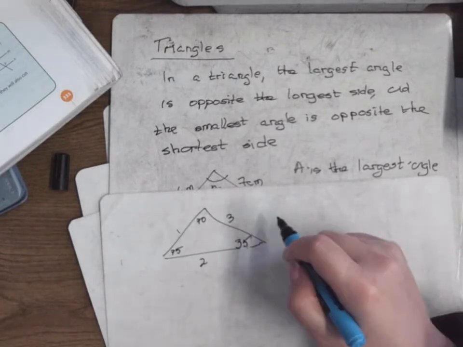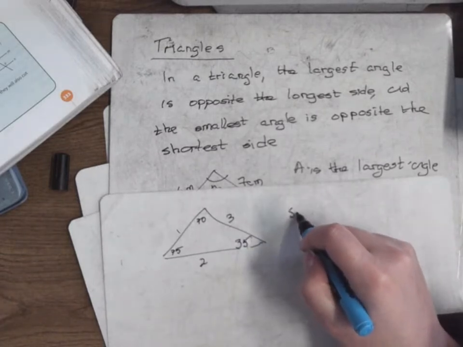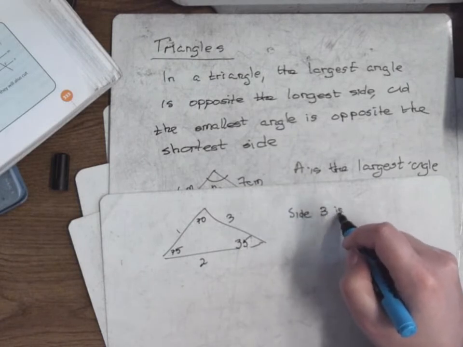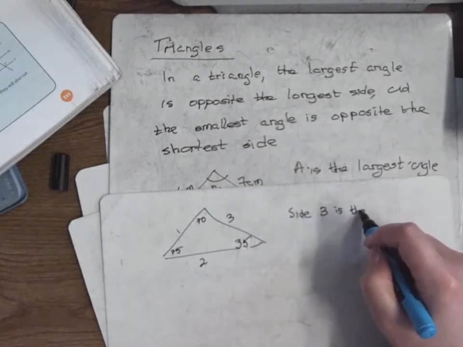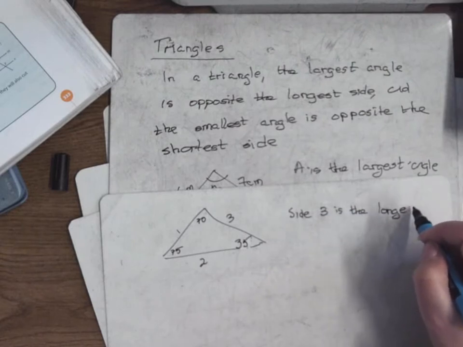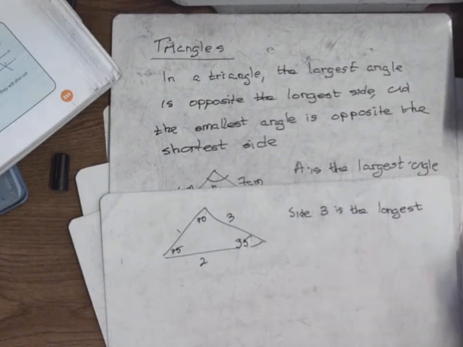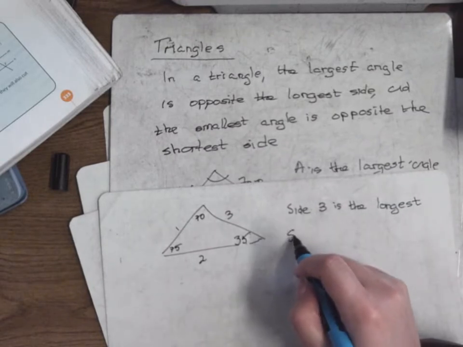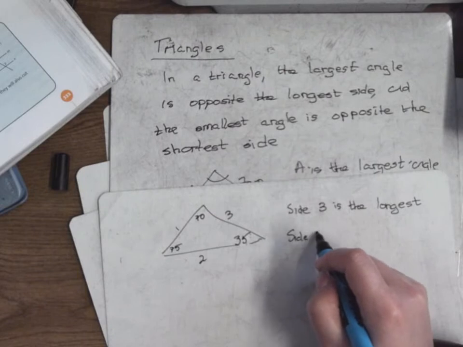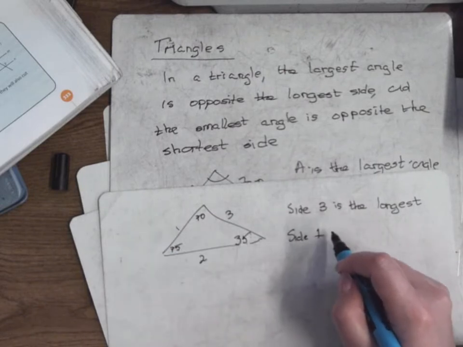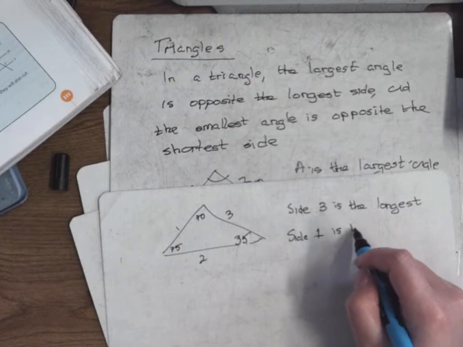So which side is longest? Side 3 is the longest. Which side is the shortest? 1, because side 1 is opposite the smallest angle. So side 1 is the shortest.